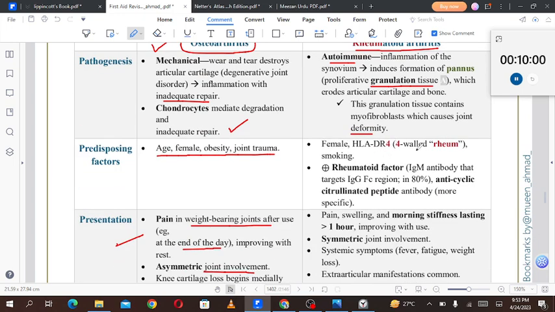The granulation tissue contains myofibroblasts, which cause the joint deformity. Female, HLA-DR4, that is four-walled rheum. Okay, that's a very pathetic mnemonic, but you may remember it like that. So HLA-DR4, it is a four-walled rheum, smoking. Positive rheumatoid factor, an IgM antibody that targets the IgG-Fc region, in 80%. Anti-cyclic citrullinated peptide antibody is more specific.